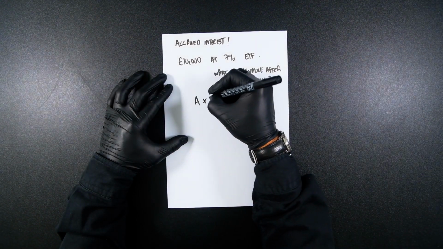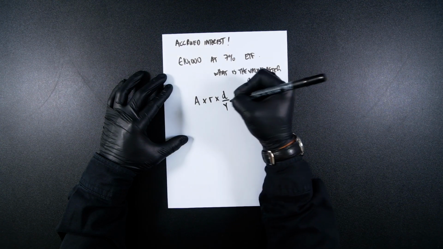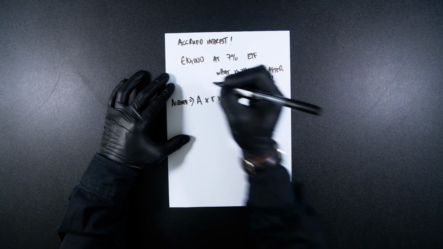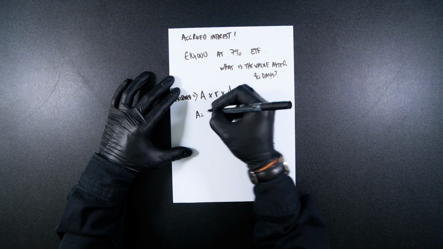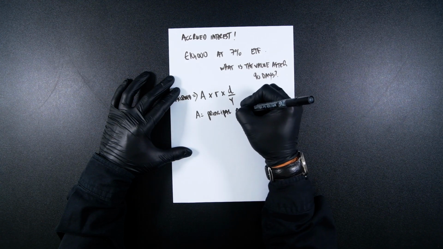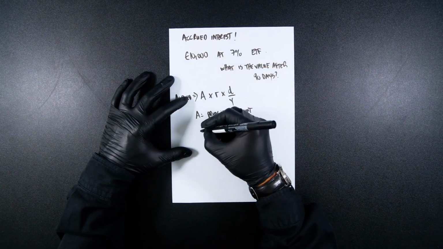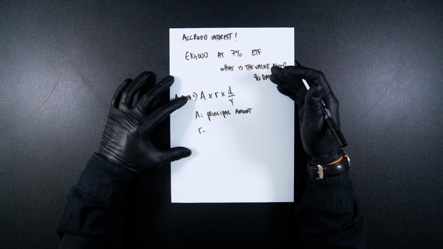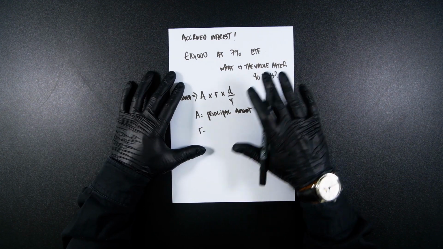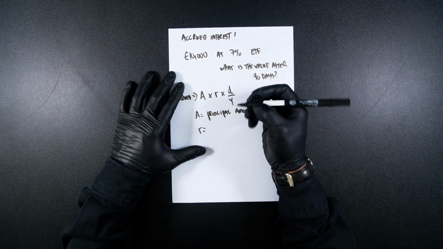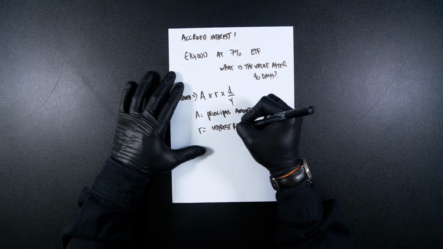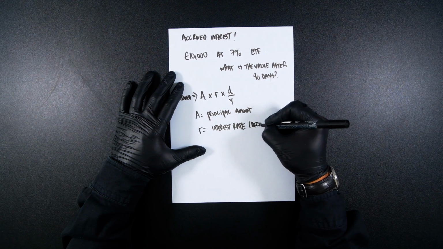So A times R times D over Y. So that's going to be the accrued amount. So A is the principal amount, which is £10,000. R is the interest rate, or the yield, or the amount that you're going to be getting back from your ETF or bond, represented as a decimal. So I'm going to write interest rate as a decimal.